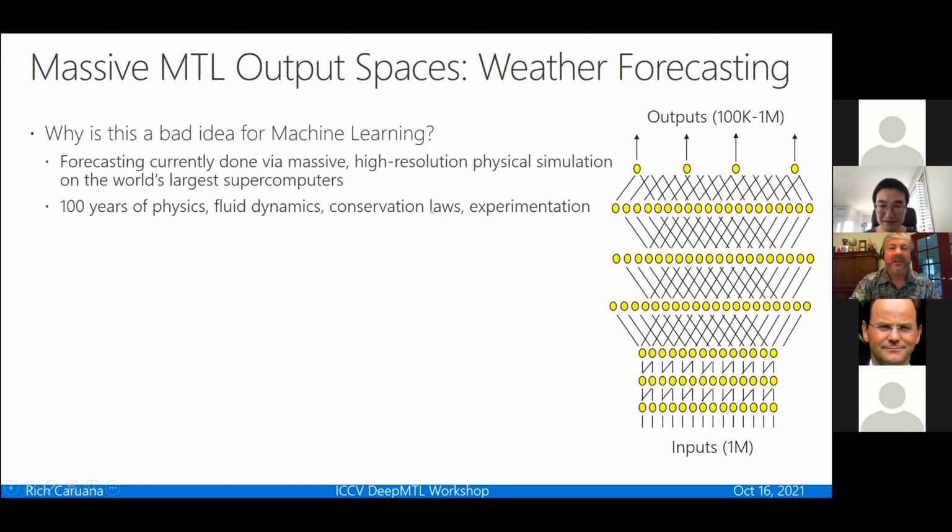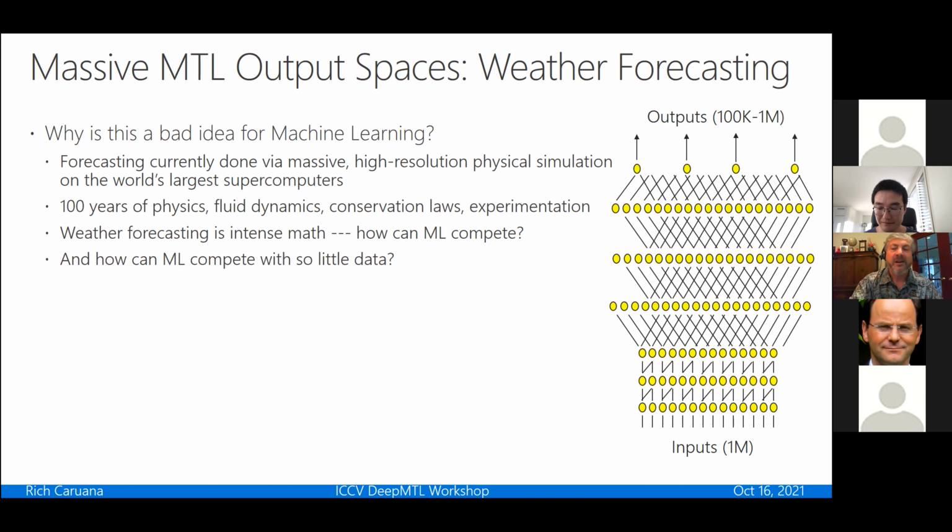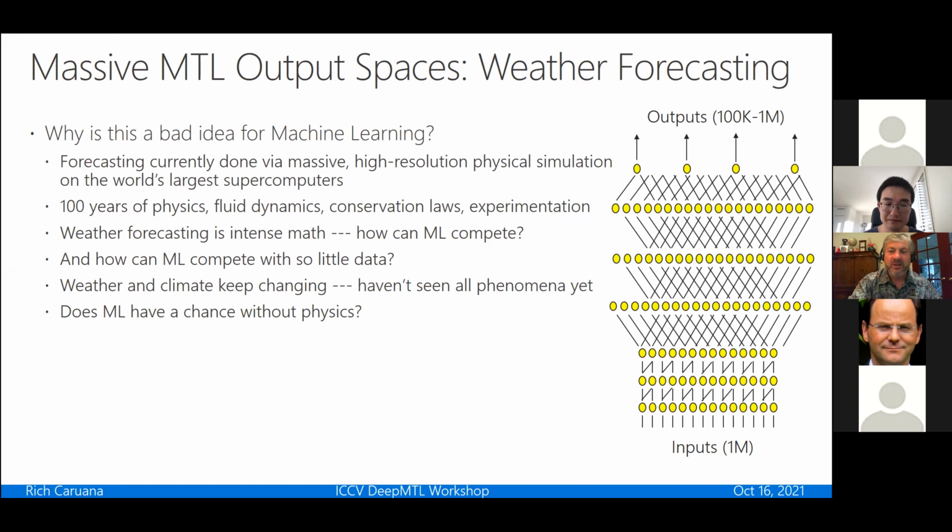So how are we going to get machine learning to do this, right? Without physics. And it's really intense math. How do we have a chance of getting something that's not going to know anything about physics to just do this using pattern recognition? Also, there's not much data. And then the weather and the climate keep changing. We haven't seen all of the phenomena yet, right? We're talking about seeing 100-year events in the weather in the last few years. Well, the weather record doesn't go back far enough for it to include those 100-year events. So weather keeps changing in complex ways. Does machine learning really have a chance to do that?